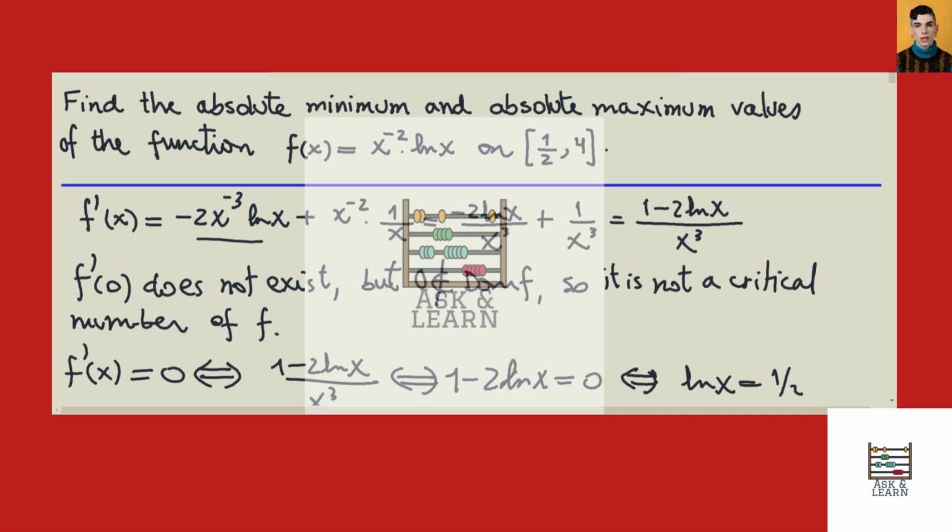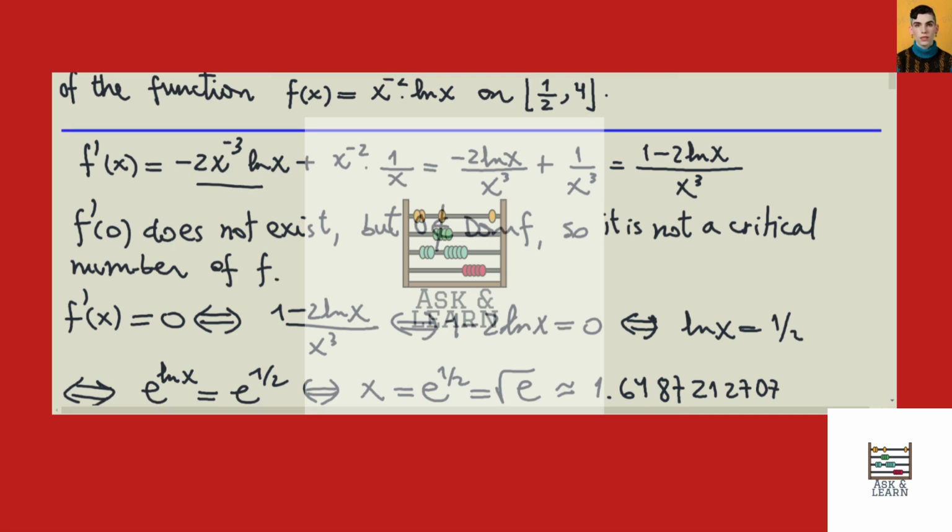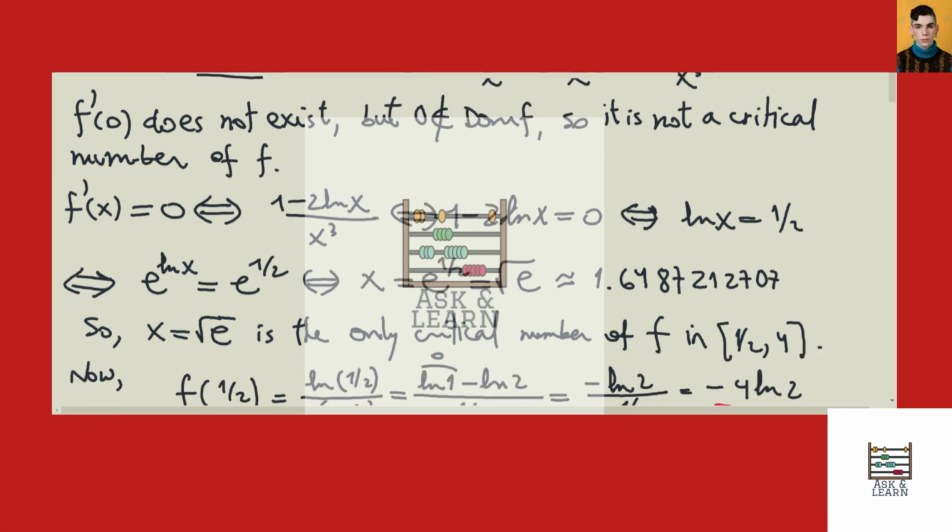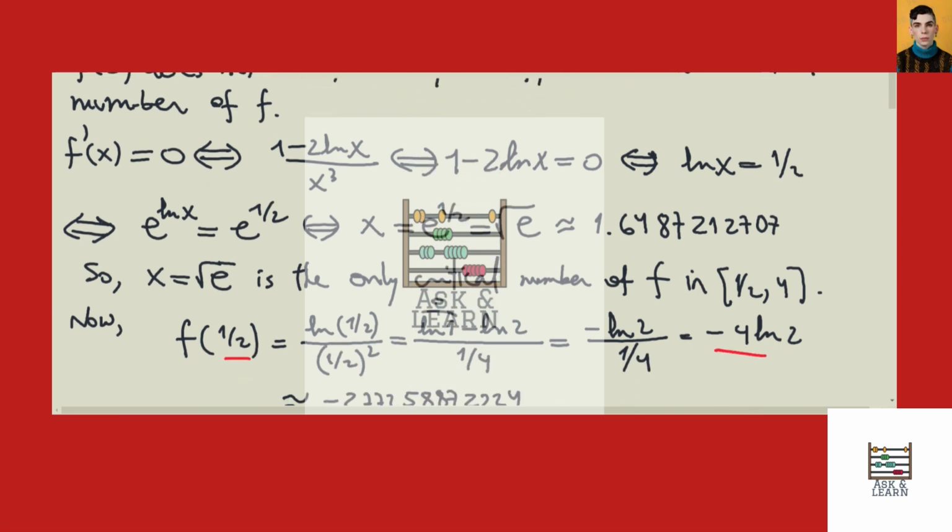And we saw that in fact the function and its derivative are defined for positive values of x. 0 is not included, but the given interval is completely contained in the interval of positive numbers, so the derivative exists for all values of x in that interval. So the only critical numbers here are those for which the first derivative is 0. We state that equation, and then we solve it to find that the only critical number of the function in the interval 1/2 to 4 is x equals square root of e, which is about 1.6487212707.